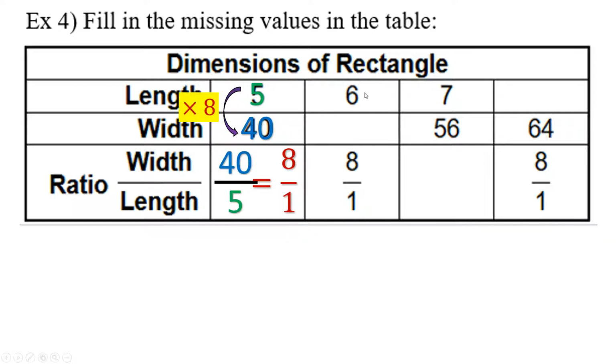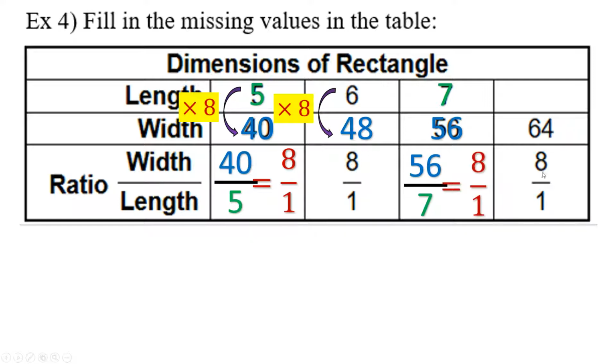5 times 8 is 40. So 6 times 8 is 48. Here we have our y over x ratio, 56 over 7, which is 8 over 1, because all of these should match because it's proportional. And then here, 64 divided by 8, or what times 8 is 64? And the answer is 8. And you are done with the note sheet.